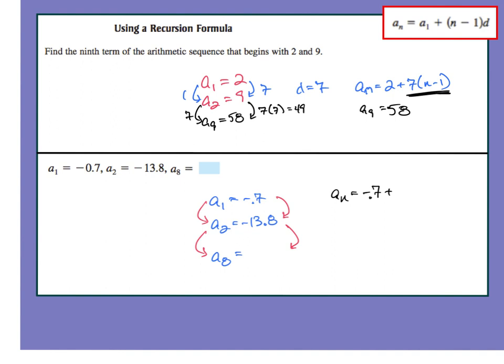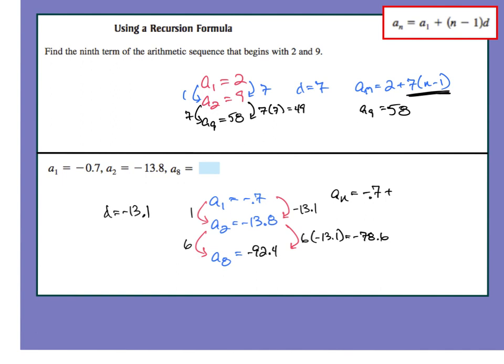So we find the difference between a sub 1 and a sub 2, negative 0.7 and negative 13.8, and it's negative 13.1. Good. All right. So my common difference is negative 13.1. All right. So then you find the difference between a sub 2 and a sub 8, which is 6, which you multiply 6 by the common difference. Yep. And then you add that to negative 13.8 and get negative 92.4. All right. So negative 92.4. I think that intermediate step was like negative 78.6. Is that right? All right.